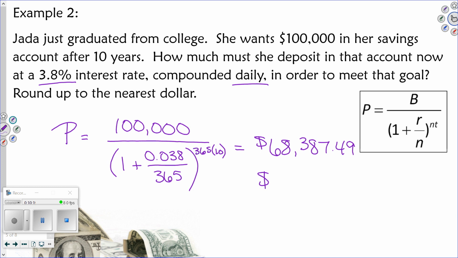Yeah. So $68,388. Because if you round down to the 87, will she actually have the amount that she wants? No, she won't.